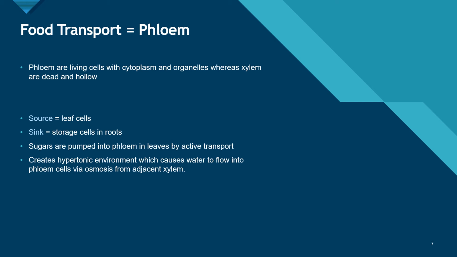The sugars are pumped into the phloem in leaves by active transport. Remember, we learned about active transport a few slides back. It creates a hypertonic environment which causes water to flow into phloem cells via osmosis from adjacent xylem, and we'll learn about osmosis in a few seconds.